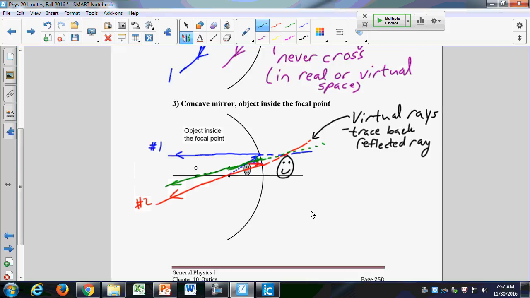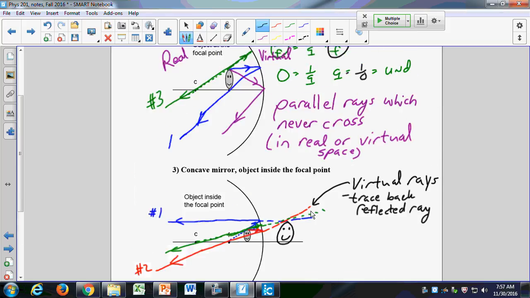Okay, so that's a concave mirror inside the focal point, and that one's kind of tricky to draw, but it's useful. So to just sort of recap, we have three types of images that concave mirrors can form. They can form a real inverted image. They can form no image at all. When you're at the focal point, you just sort of look fuzzy.